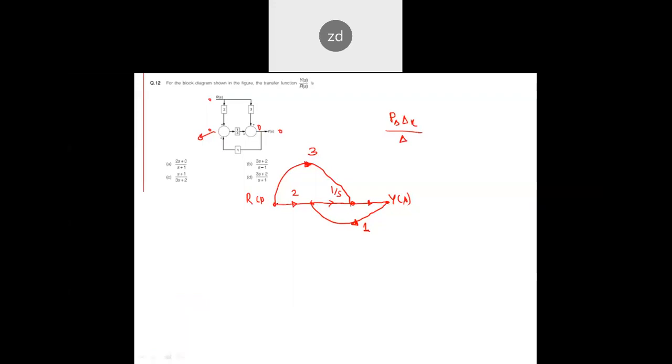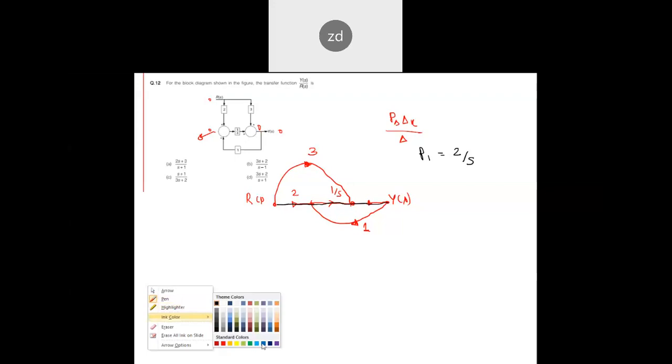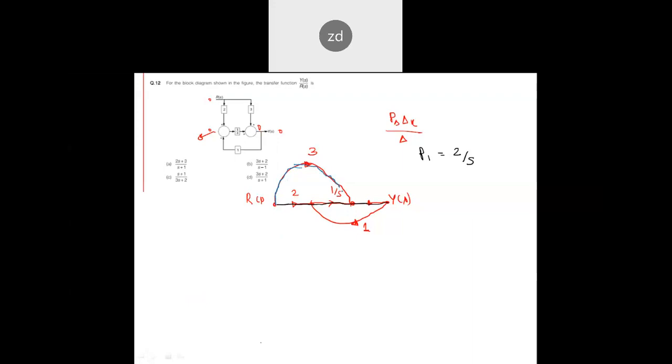One I will color in black. You can see one forward path in black, right? This is the forward path, and the value of this forward path P1 would be equal to 2 by S. And where is the other forward path? Let's keep a different color. So see, another forward path is in blue, right? Like this and this.